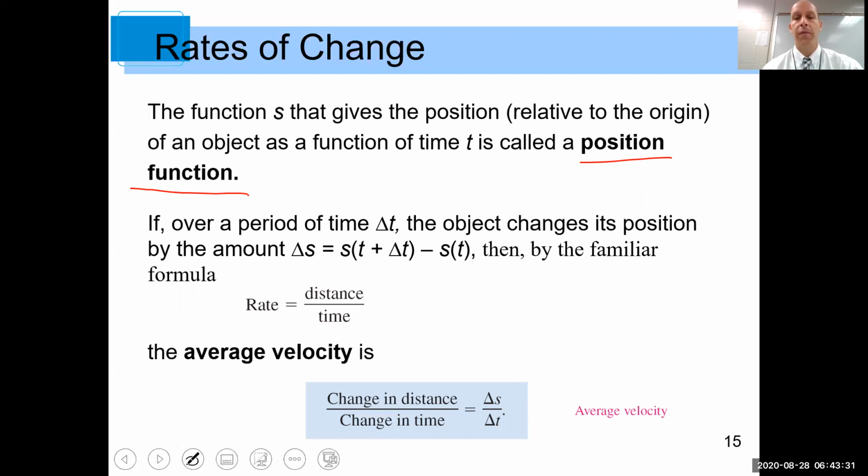If over a period of time delta t, the object changes its position by some amount delta s, remember s is the position, so delta s would be the change in position, then we know the formula that rate is distance divided by time. The average velocity, therefore, or the average rate of change, is simply going to be delta s over delta t.